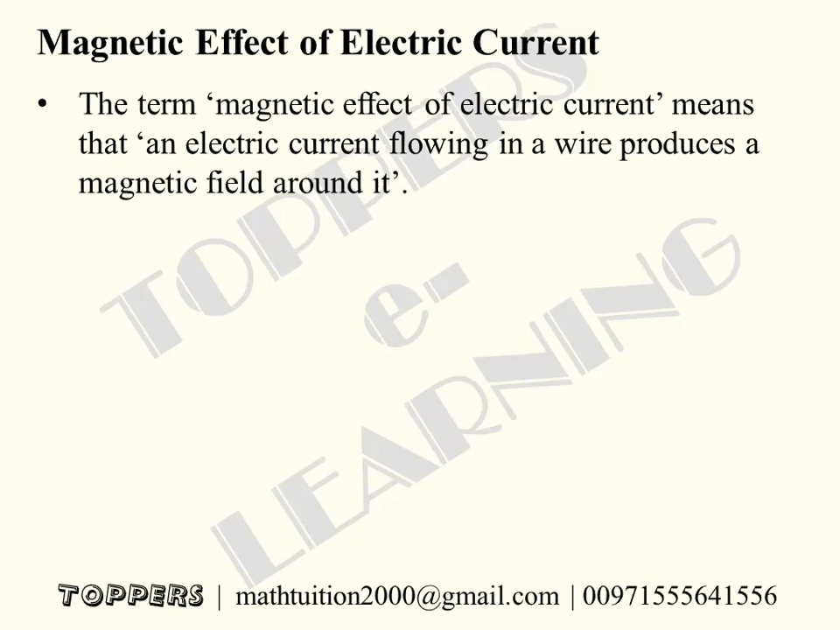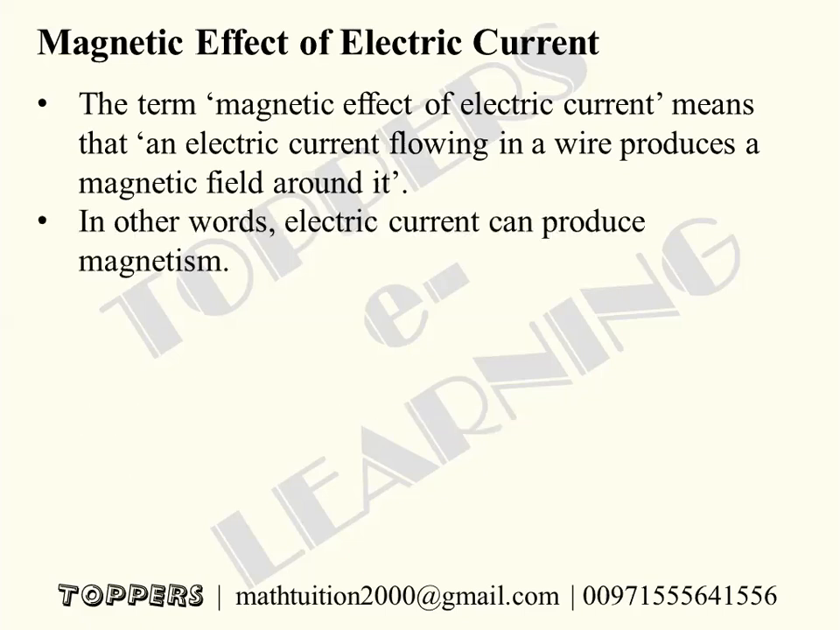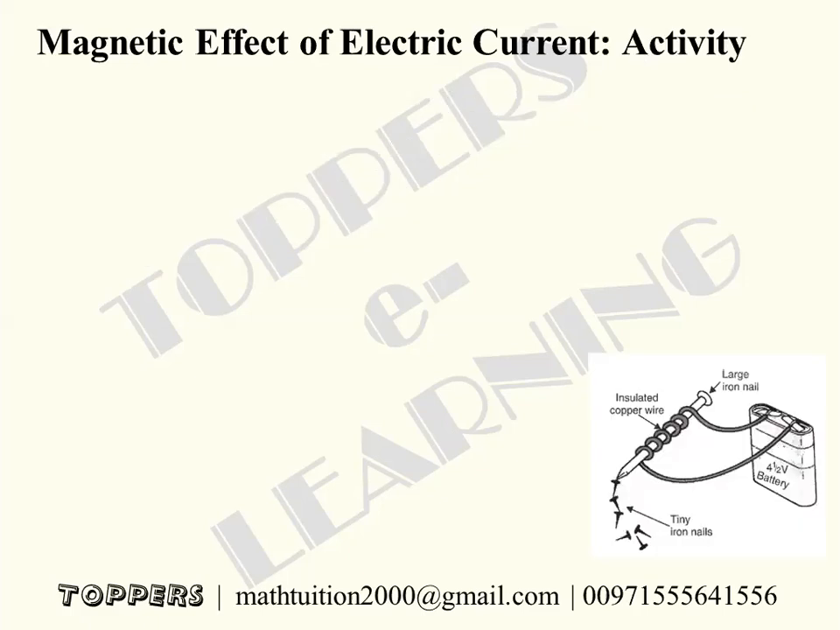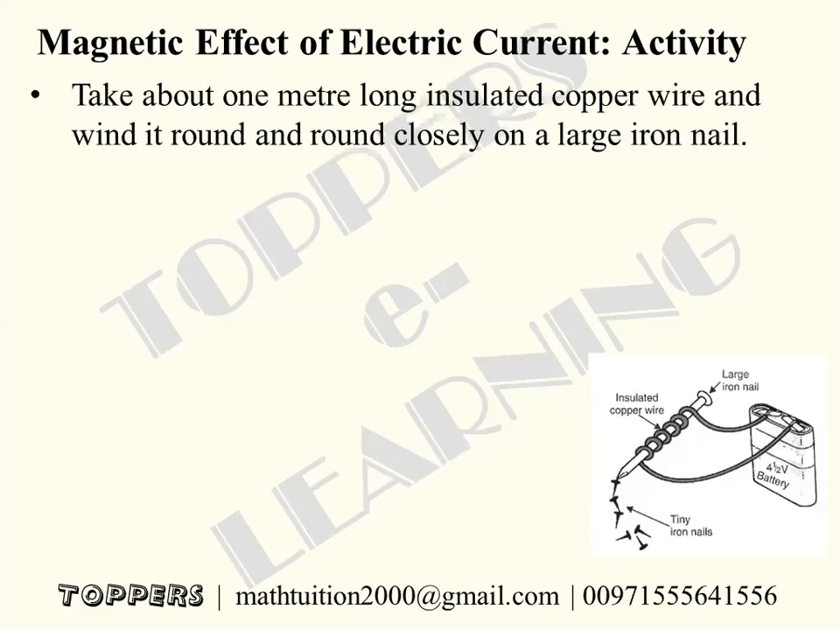So the term magnetic effect of electric current means that an electric current flowing in a wire produces a magnetic field around it. In other words, electric current can produce magnetism. See, we will take an activity. Take about 1 meter long insulated copper wire and wind it round and round closely on a large iron nail.